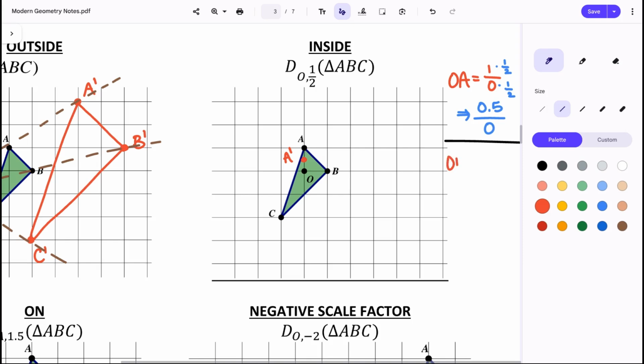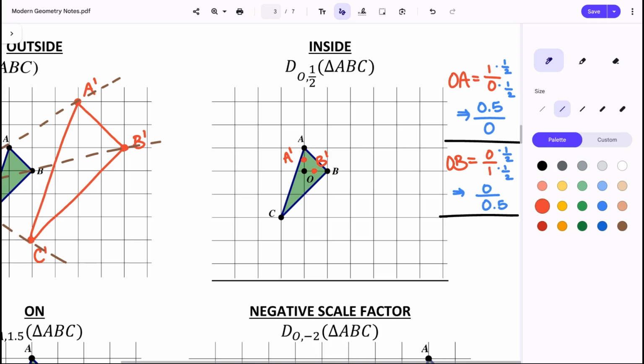OB, let's do that next. 0, 1. This time it's 0, 1. Very good. Because we don't go up or down at all. We just go to the right one. If you take that times 1/2, what do you get? 0. Good. 0 and then 0.5. And then I'm going to graph that point. This time I'm just going to go to the right 1/2. And there's my B prime.